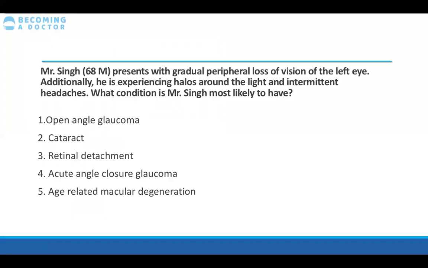Moving on to case 2. Here you have Mrs. Singh, who is a 68-year-old gentleman, and he's presented with gradual peripheral loss of vision of the left eye. Additionally, he's been experiencing halos around the light and intermittent headaches. What condition is Mr. Singh most likely to have?